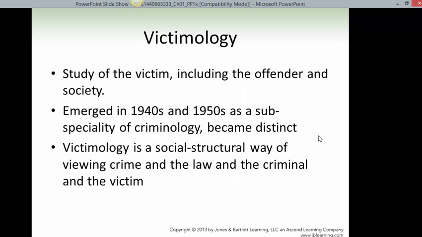Victimology, the study of the victim, including their offender and society, emerged in the 1940s and 1950s as a subspecialty of criminology, became distinct. Victimology is a social structural way of viewing crime and the law and the criminal and the victim.